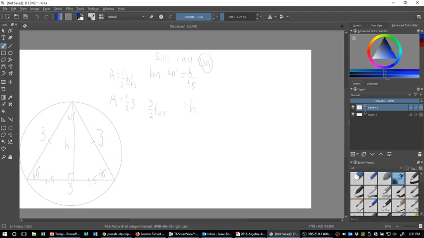So the height is 1.5, which I'm going to write as 3 over 2, because I noticed none of the answers were written as decimals. They had fractions in there, so I'm going to go ahead and change that to a fraction, times the tangent of 60. And it would also be helpful to know what the tangent of 60 is. So that is a lot of unit circle.